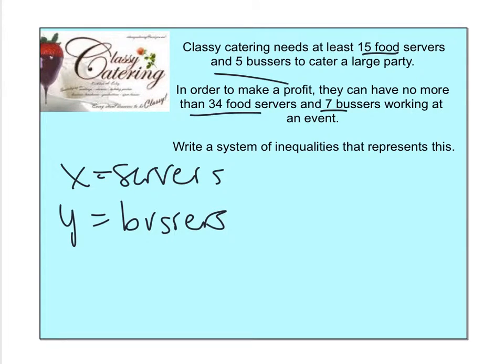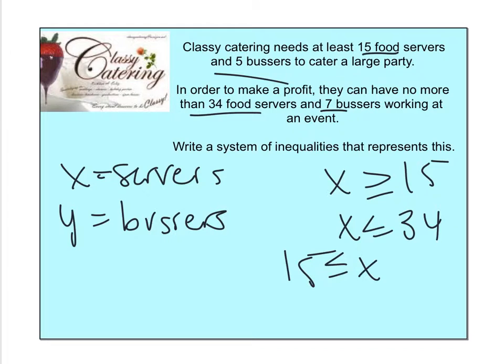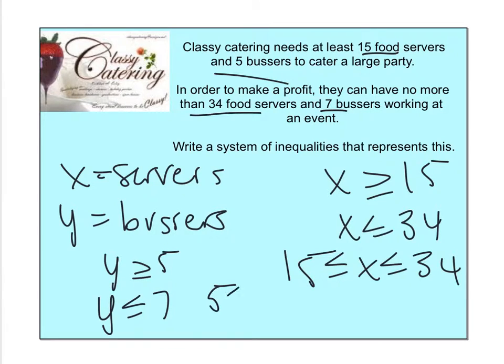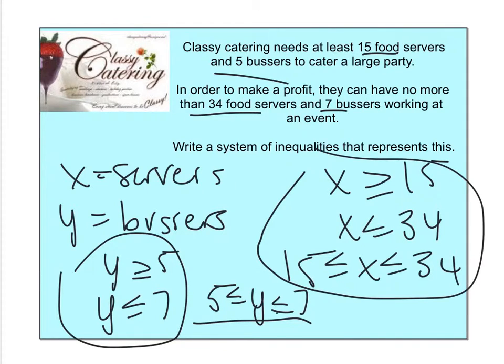then X has got to be greater than or equal to 15, and X has got to be less than or equal to 34. So together it would be 15 less than or equal to X less than or equal to 34. And then for Y, Y has got to be greater than or equal to 5 and less than or equal to 7. So that would be 5 less than or equal to Y less than or equal to 7. There are my inequalities right there. So boom and boom, and this is that combination one.